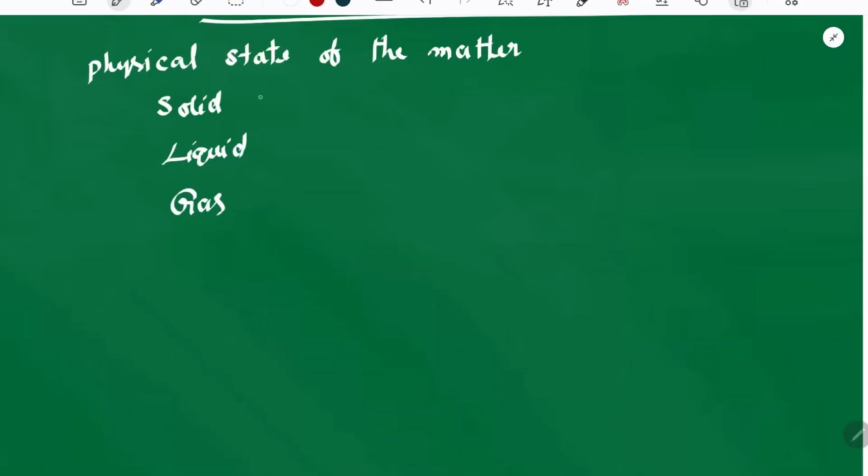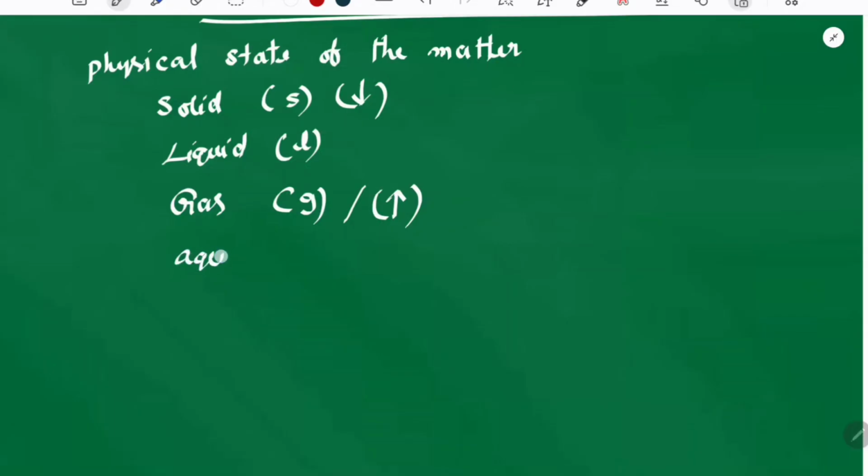If the substance is solid, you can use the symbol small s in brackets. Liquid means you can keep small l. Gas means you can keep g, or sometimes you can use an upward arrow mark. If any solid substance is formed in the chemical reaction, then you can use a downward arrow mark. Gas means upward arrow mark. A precipitate, we already discussed, means you use a downward arrow mark. Then aqueous. What is that? Aqueous.